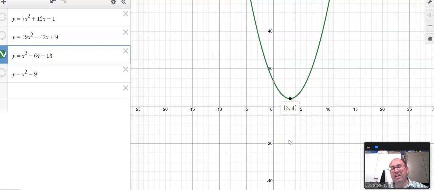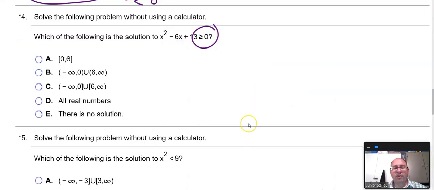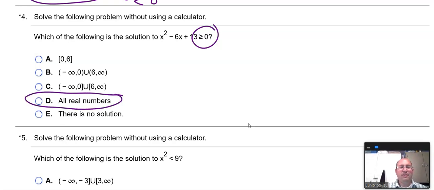But in graphing it, do you see how everything is above the x-axis? So when they asked me for everything that's greater than or equal to 0, isn't that the entire thing? So all real numbers fit that category? Now, what if they had flipped it around and said less than 0? Well, that would have been a no solution situation. But since it never crossed the x-axis, we didn't have anything below it. We had everything above and nothing below. Okay, next question.